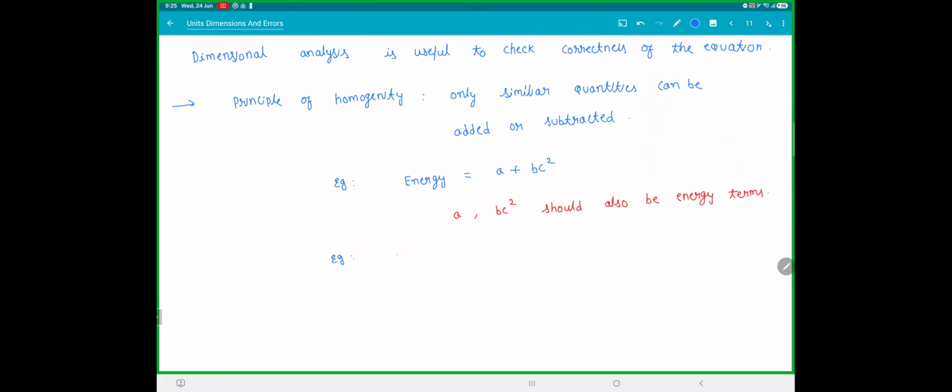The same thing when you see S is UT plus half AT square, you can clearly see all have the same dimensions of length. U into T is dimension of L. So half AT square, UT and S, they are all lengths basically. So this is what it says: when you equate quantities, they must be the same. But this thing has a problem.